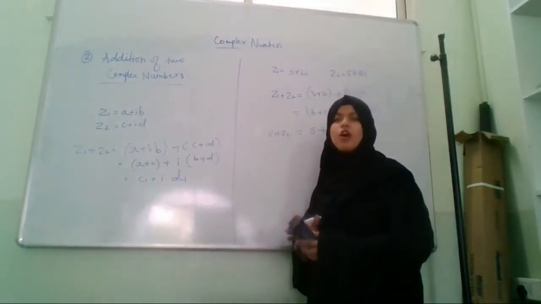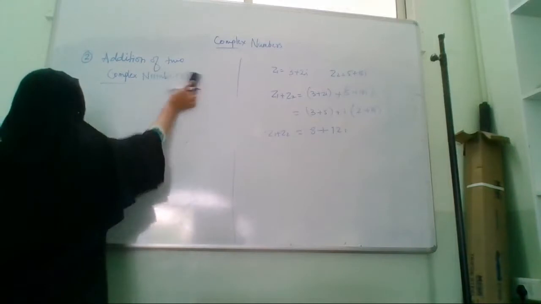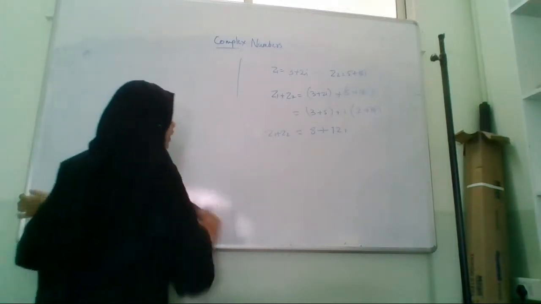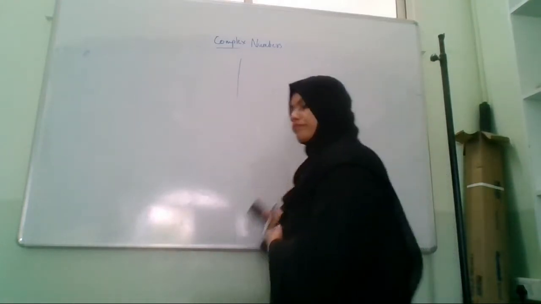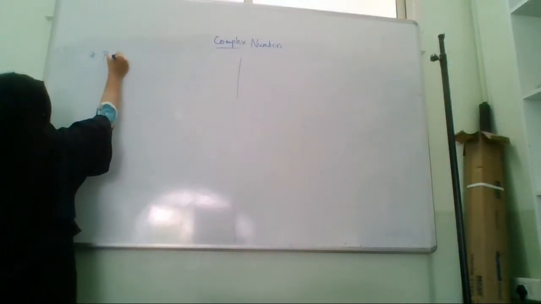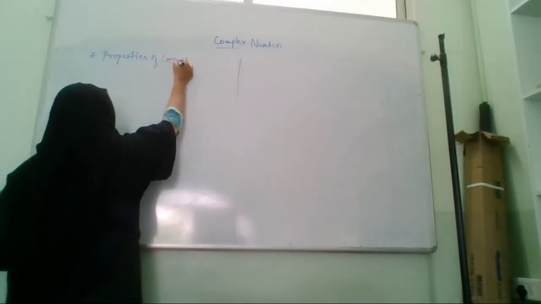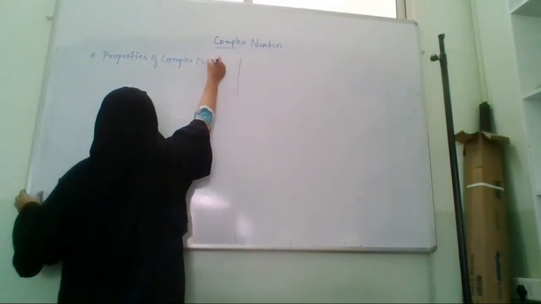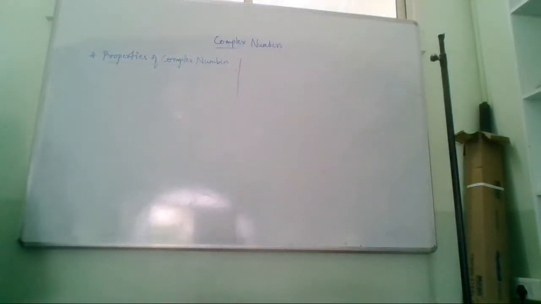Now we will see some properties of addition of complex numbers, which are very important and can come in your exam, like define 3 properties of addition of complex numbers or verify any one property. So the properties of complex numbers, right? So the first property is the commutative property.